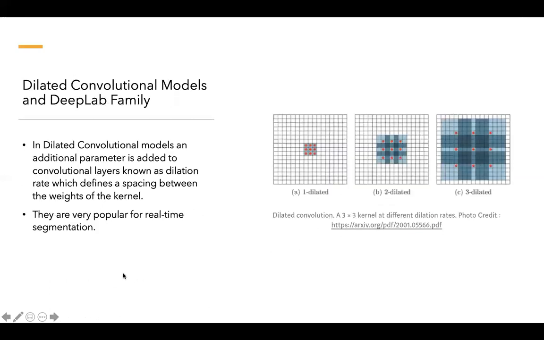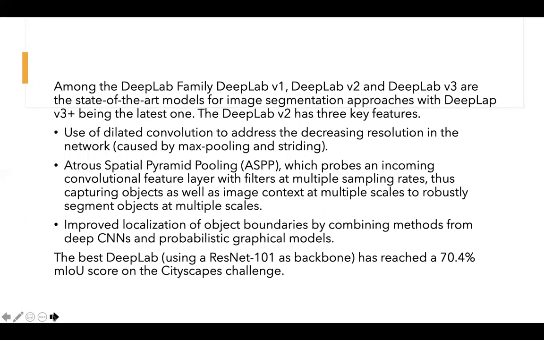Talking about the dilated convolutional models and the DeepLab family, which have been state-of-the-art models for image segmentation. They actually have an additional parameter in addition to the convolutional layer. They have a dilation rate, which defines a spacing between the weights of the kernel, and are very popular for real-time segmentation. Among the DeepLab family, like DeepLab version 1, version 2, version 3 and version 3 plus are state-of-the-art models for image segmentation approaches.